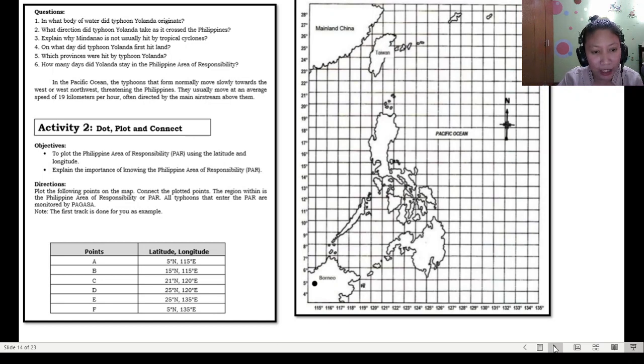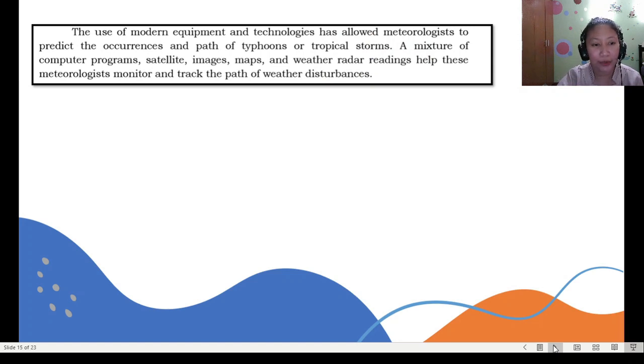So, tingnan nyo, yung latitude niya 5 degrees north, malapit sa Borneo, and then 115 degrees east. So, tingnan nyo yung pababa na line. Doon siya mag-i-intersect. Yan, sa Borneo. And then, kayo na bahala dun sa B, C, D, E, and F. So, now we're going to use different weather instruments para ma-detect at matrack natin kung nasa na yung bagyo.